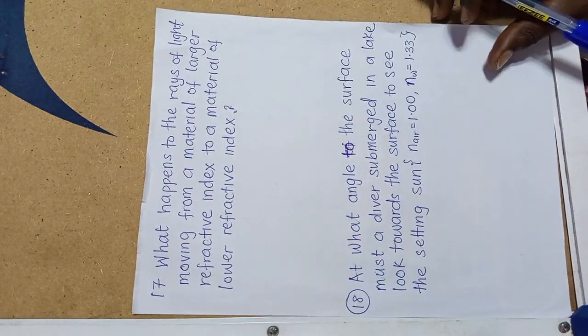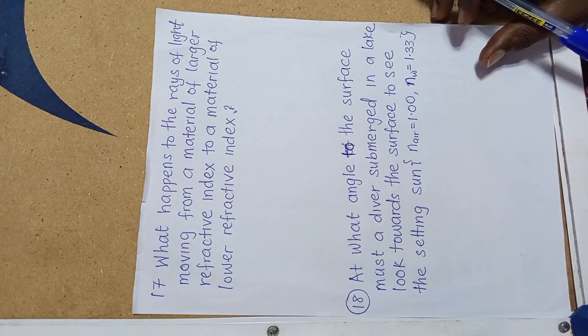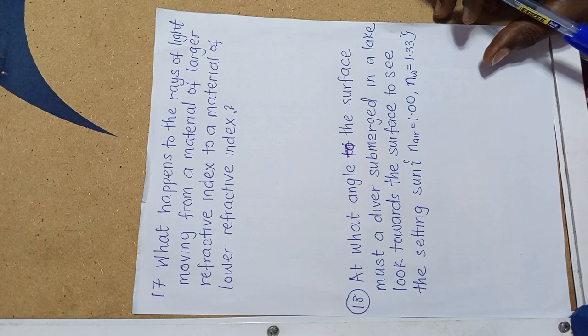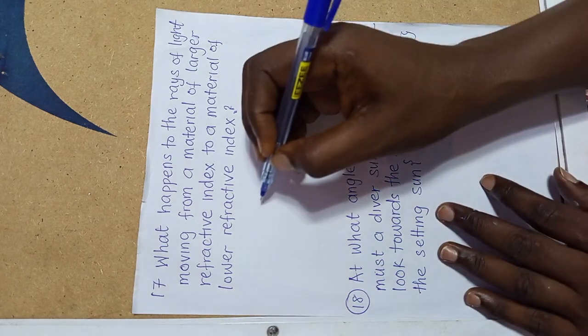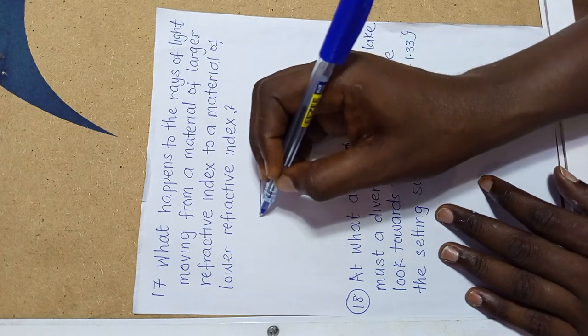17. What happens to the ray of light moving from a material of larger refractive index to a medium of lower refractive index? Look at it.